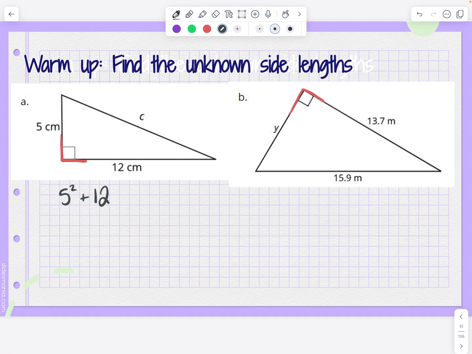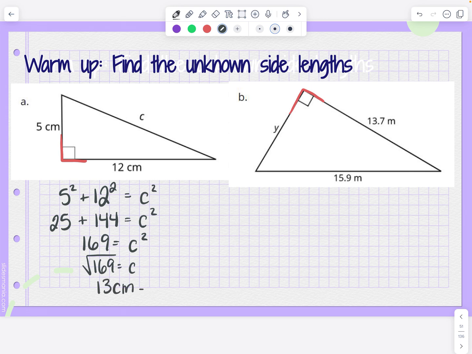In the first one, the legs are 5 and 12, so 5 squared plus 12 squared is going to equal the hypotenuse squared. Square the values. 12 squared and 5 squared are 25 and 144. Add them together. And then square rooting is always your last step in Pythagorean theorem. So you will get exactly 13 centimeters for c.